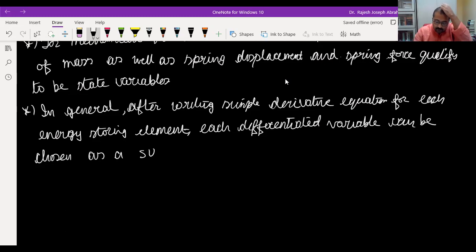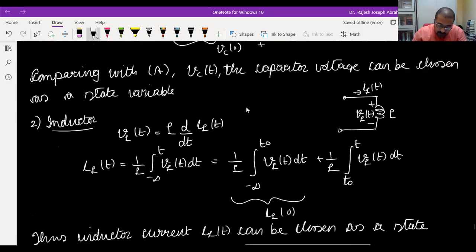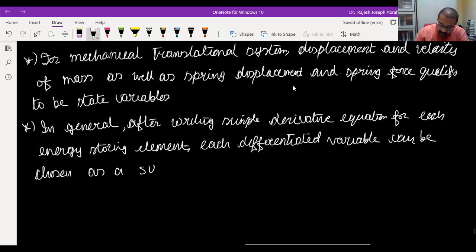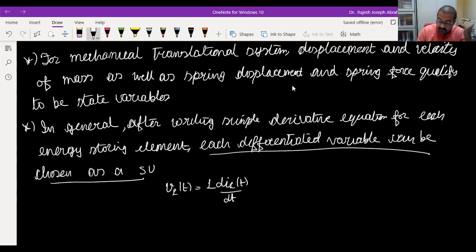For example, what is our inductor voltage? Inductor voltage is, say, VL is L di by dt, L diL by dt. So what is the variable that is being differentiated here? It is the inductor current IL. That is what is written here. So each differentiated variable can be chosen as a state variable. So the inductor current is being differentiated here, so the inductor current can be one of the state variables.